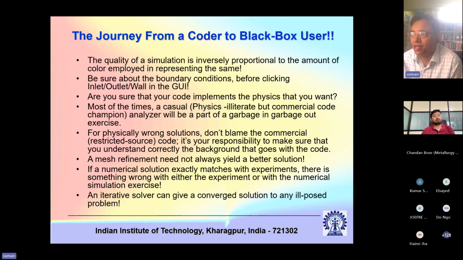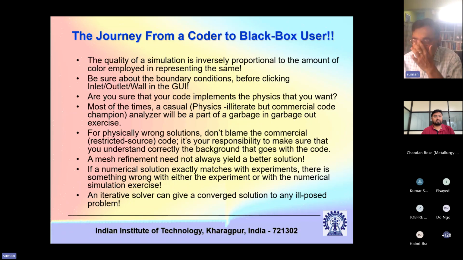Very important, as we have learned, that mesh refinement need not always yield a better solution, because mesh refinement can lead to dealing with small numbers, and there could be issues with small numbers, rather than a pen and paper stability convergence analysis.